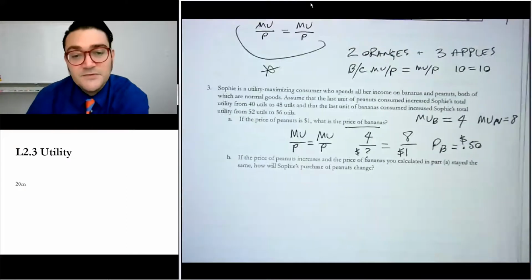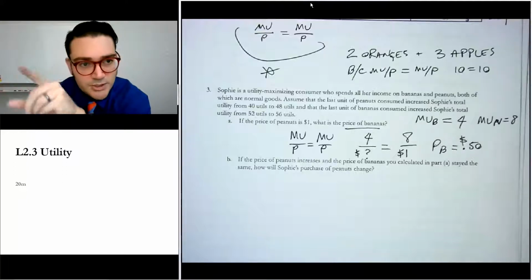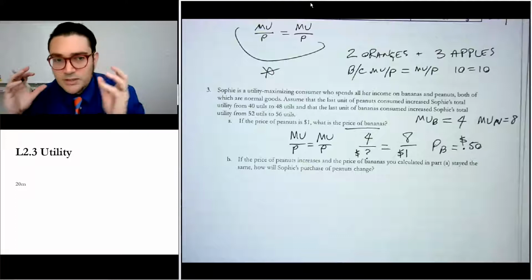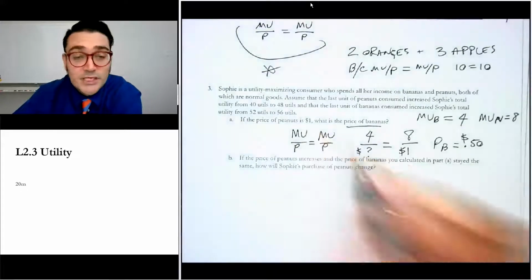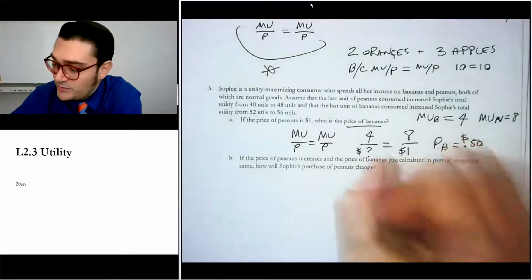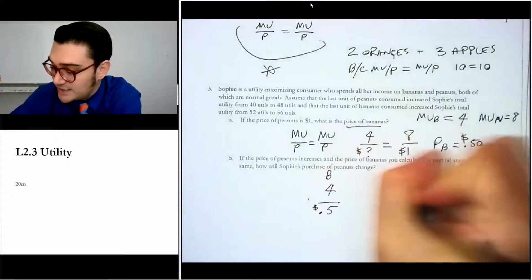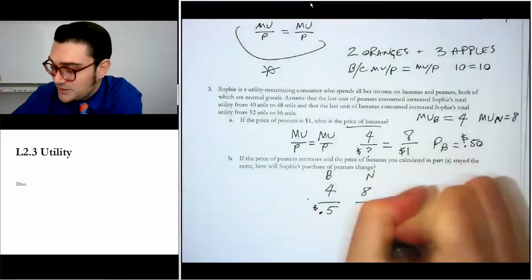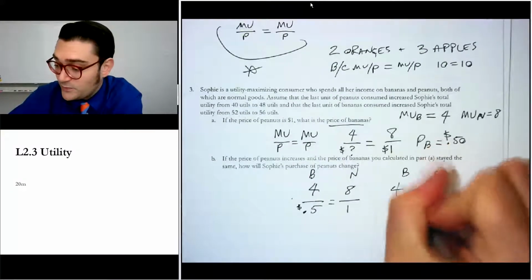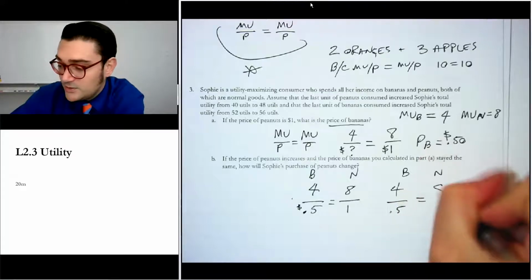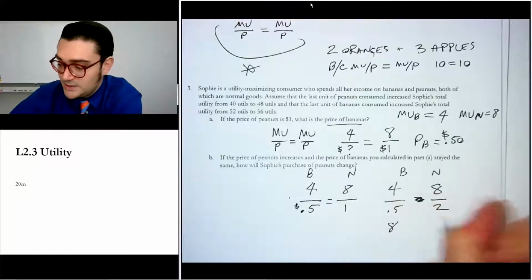Okay. If the price of peanuts, though, goes up and the price of bananas stayed the same, how will Sophie's purchase of peanuts change? Now, this is a little bit more complex, but it just kind of tests out a thinking process with me, right? Imagine if the price of peanuts went from $1 to $2, okay? And so, we know that we were here, right? Because that's the banana side and that's the peanuts side. And so now we were at this, and now we're going to go to 4 over 0.5 is not equal to 8 over 2. So this is 8, and this is 4.